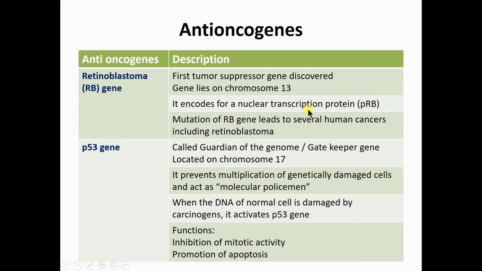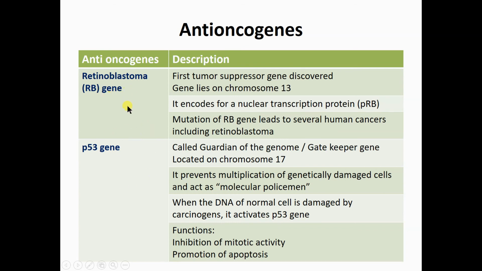It encodes a nuclear transcription factor known as protein RB, and normally it binds with certain cyclins that we have discussed in the cell cycle. But when cyclin dependent kinase enzymes lead to the phosphorylation of this retinoblastoma protein, the retinoblastoma protein is removed from the cyclins, and the cyclins now become activated. These cyclins lead to the operation of the cell cycle, so the cell cycle will now be started.